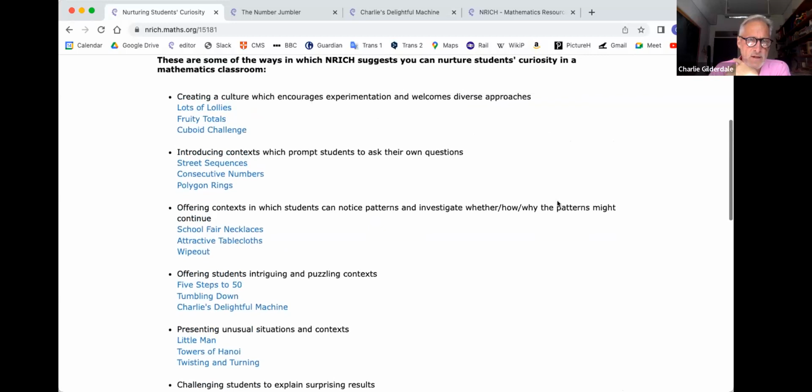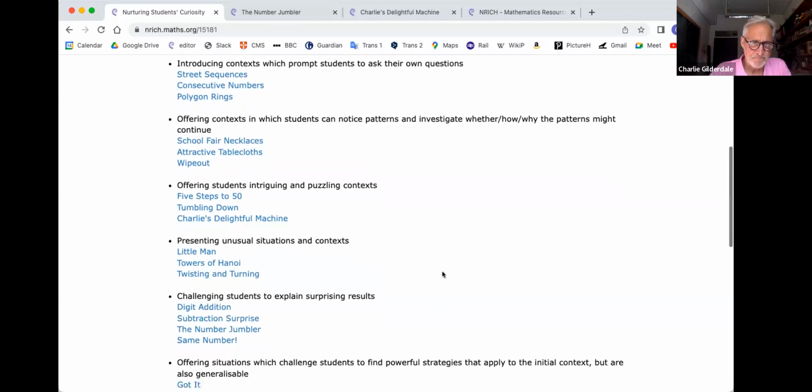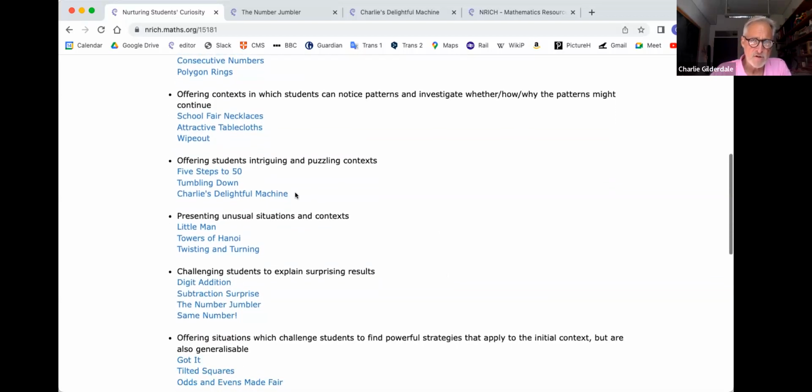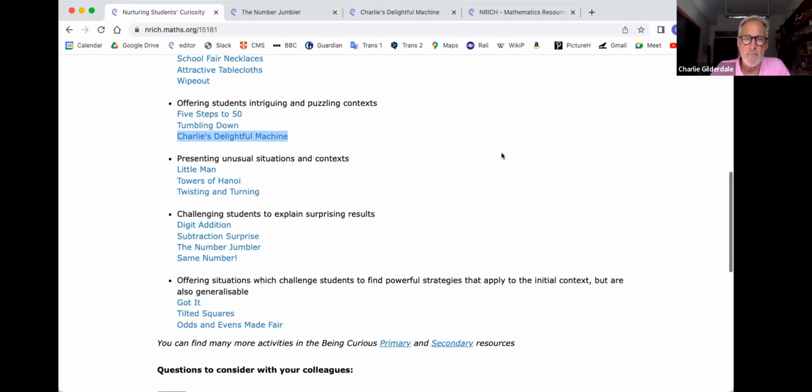I'm just drawing attention to the 7 bullet points that Liz talked about. And we've talked about Lots of Lollies as a problem that welcomes diverse approaches. We've just been talking about Charlie's Delightful Machine, which is sort of a puzzling kind of context. And we promised to go back to the Number Jumbler in case people go away thinking maths is mysterious and magical and no one's going to understand it. So here we go.